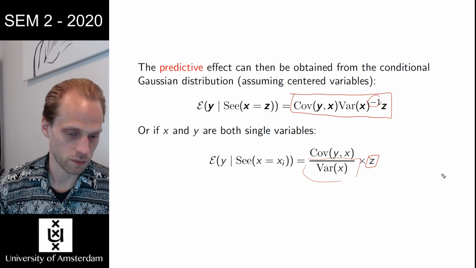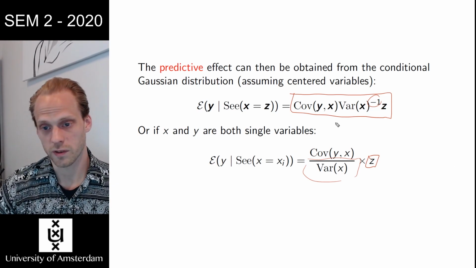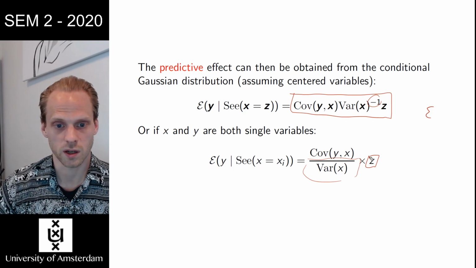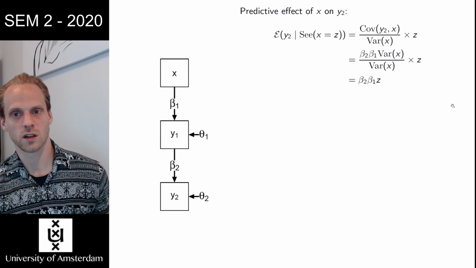And this we can quite simply compute, right? If we have these variances and covariances, which we can get from our sigma, or we can get from our path tracing rules, we can compute this. All right, so let's look at an example.